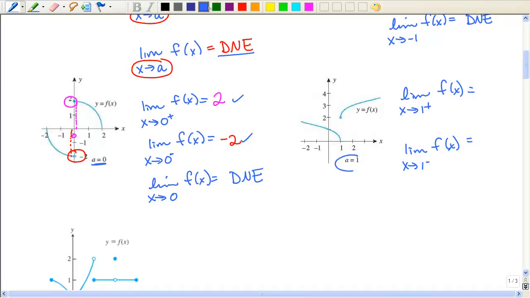All right, so again, we've got a is 1. So I want to go a little bit to the right of 1.